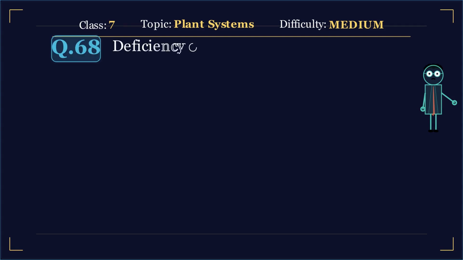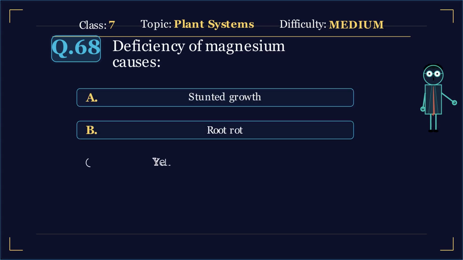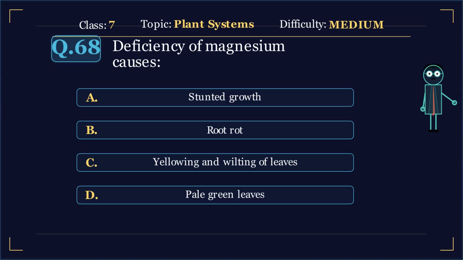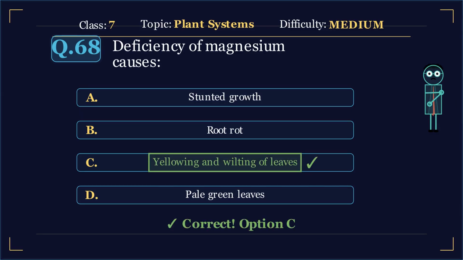Question 68. Deficiency of magnesium causes. Option A, stunted growth. Option B, root rot. Option C, yellowing and wilting of leaves. Option D, pale green leaves. The correct answer is option C.